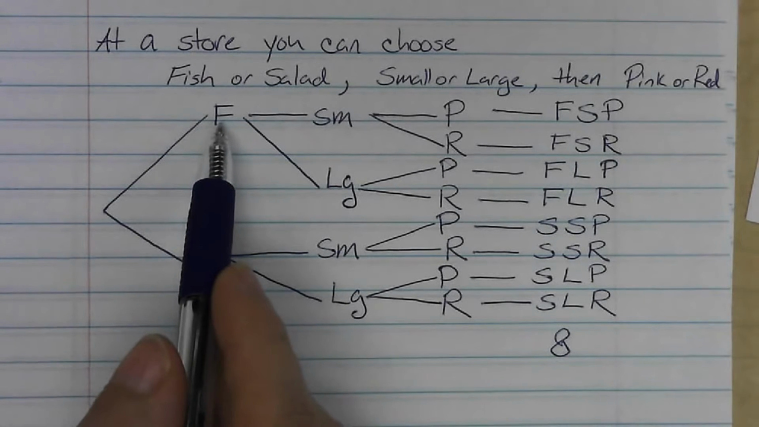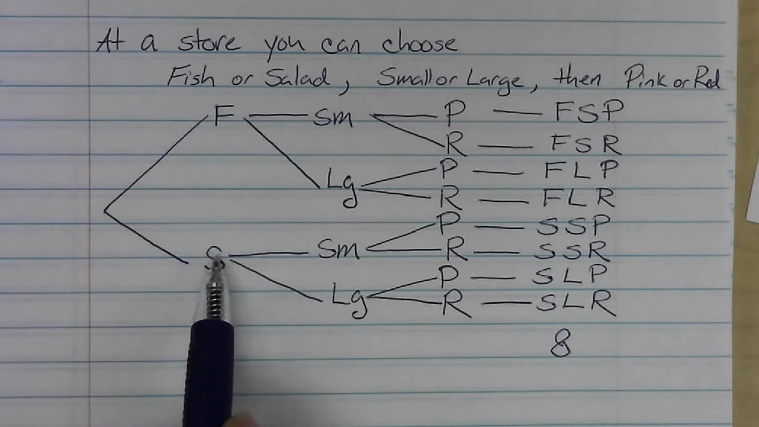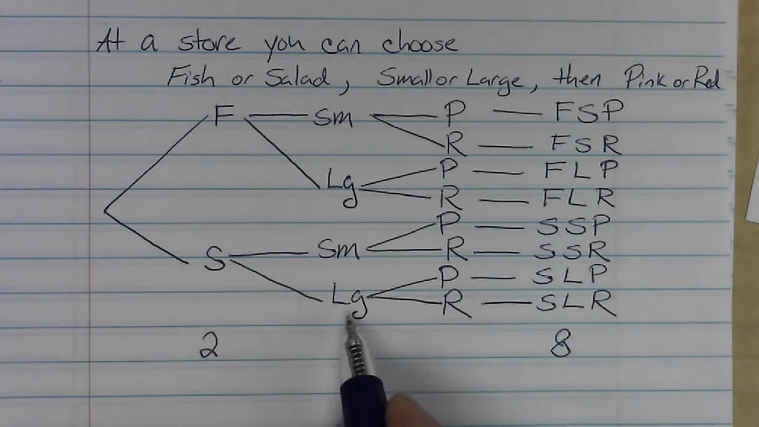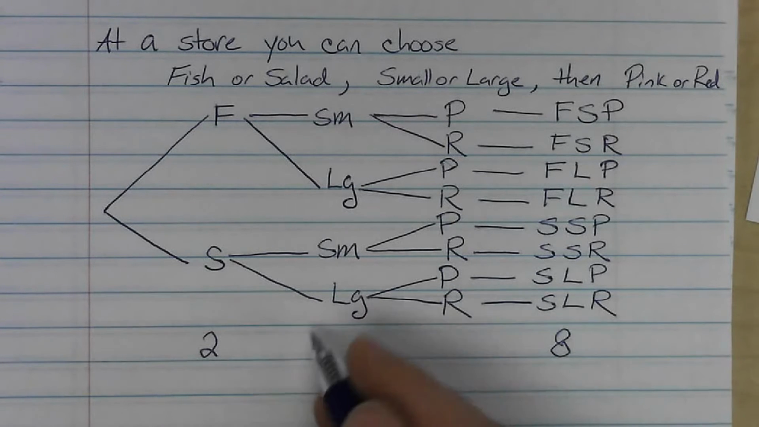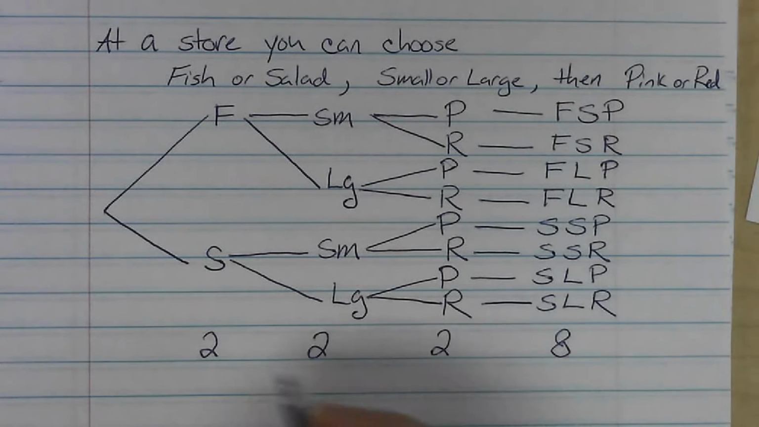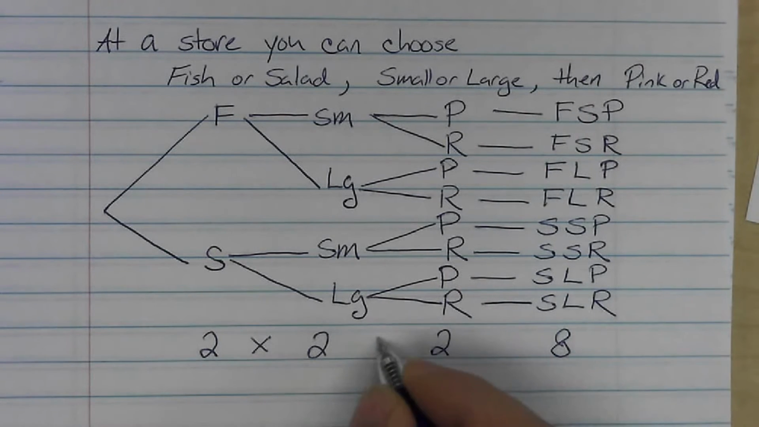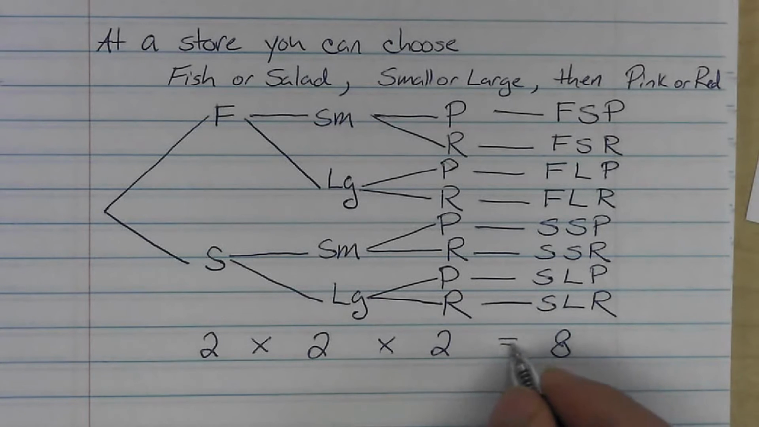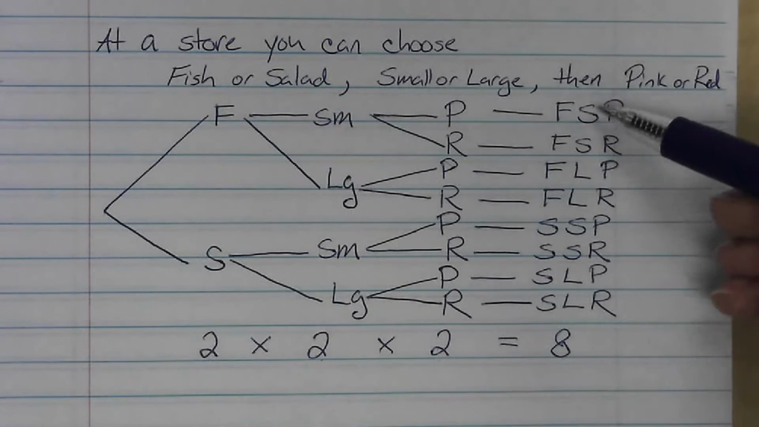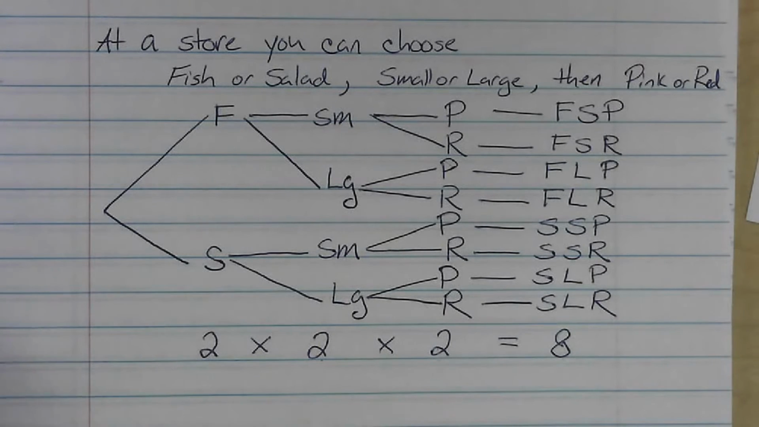Well, when you look right here, the first thing that we had to choose between, fish or salad, we had two things to choose between. Next, we had to choose between two things, small and large. Next, we had to choose between two things, pink or red. Well, 2 times 2 is 4, times 2 again is 8. So if you multiply how many possibilities you have in each round, first round, second round, third round, that number will give you the total amount of outcomes there are. That's the fundamental counting principle.